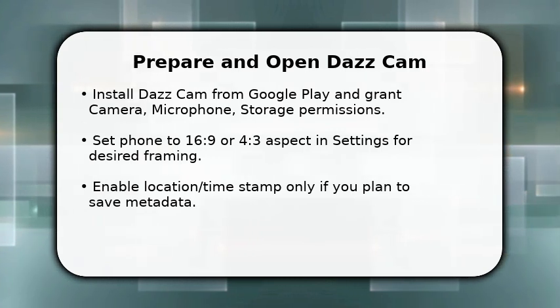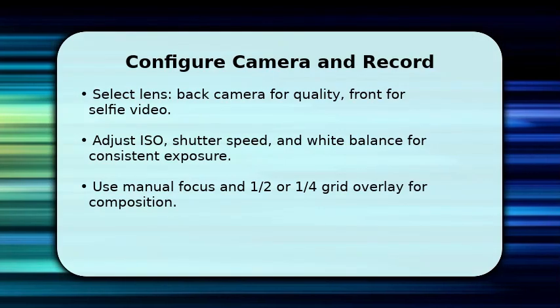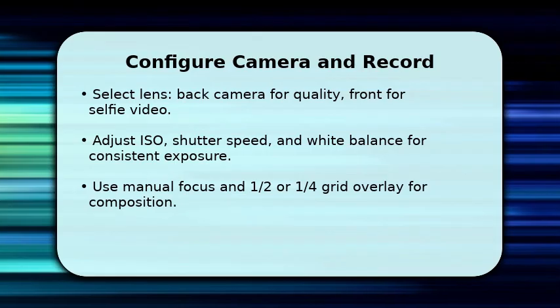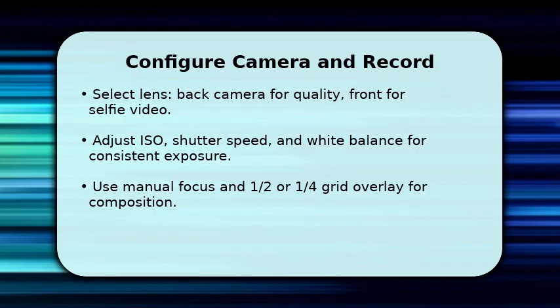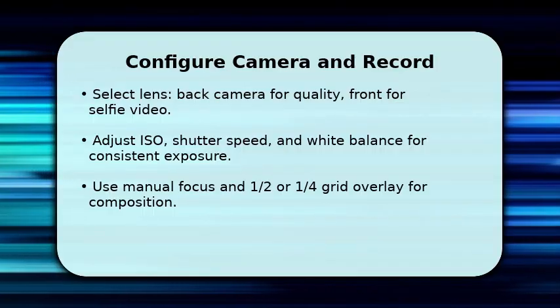Now you'll configure exposure and framing before hitting record. Switch lenses based on quality needs, then adjust ISO and shutter to control brightness and motion blur. You should use manual white balance to avoid color shifts between shots. Once set, lock focus and use a grid overlay to align horizons or subjects. This makes clips look intentional and cinematic.